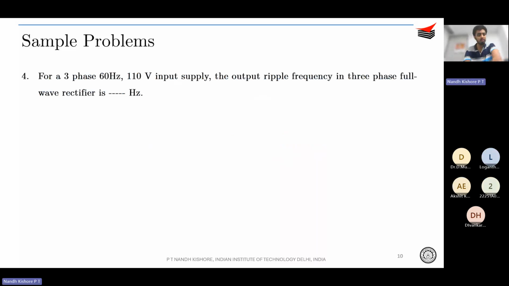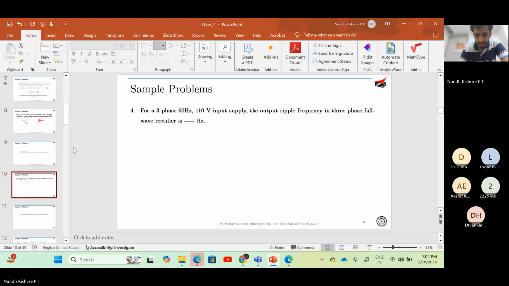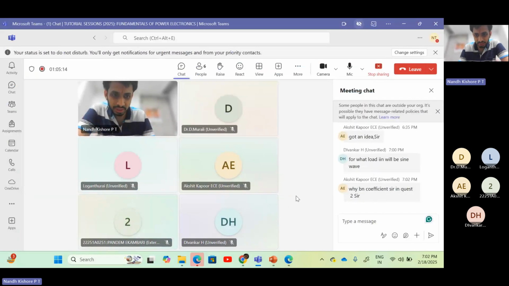Okay, so this is another simple question. For a 3-phase 60 hertz 110 volts input supply, the output ripple frequency is dash. Output ripple frequency in a 3-phase full wave rectifier. So any answers, please? Anyone? You can type in the chat box as well.